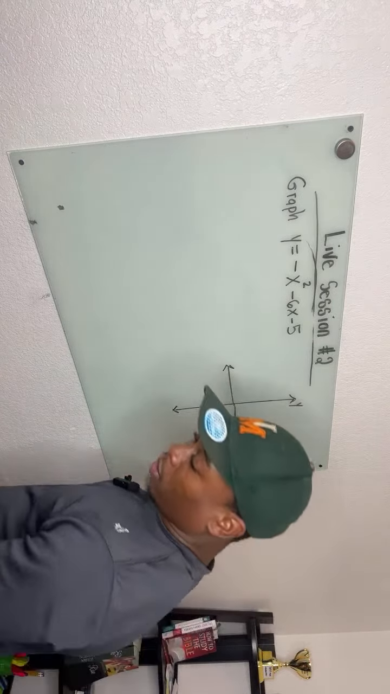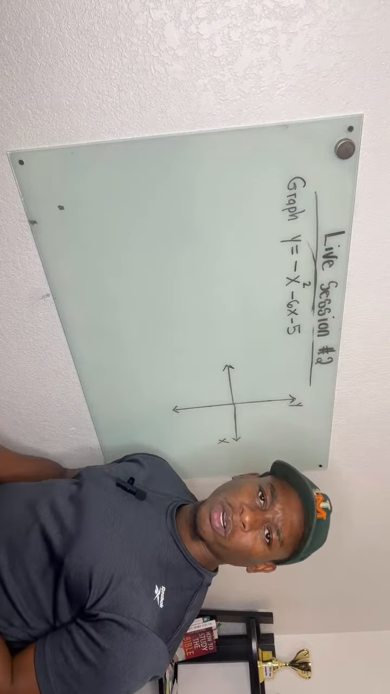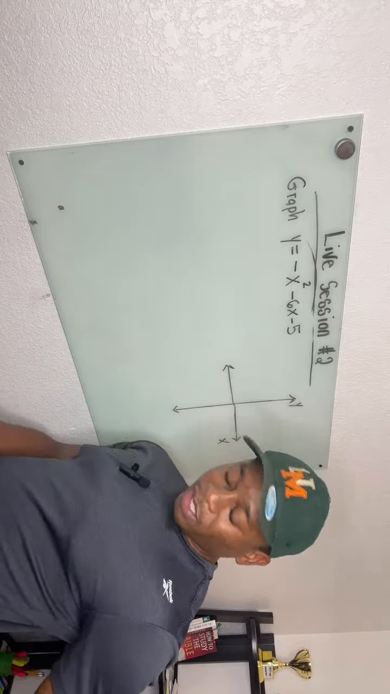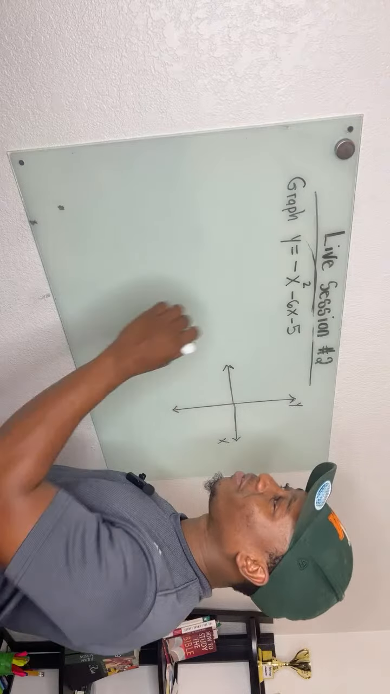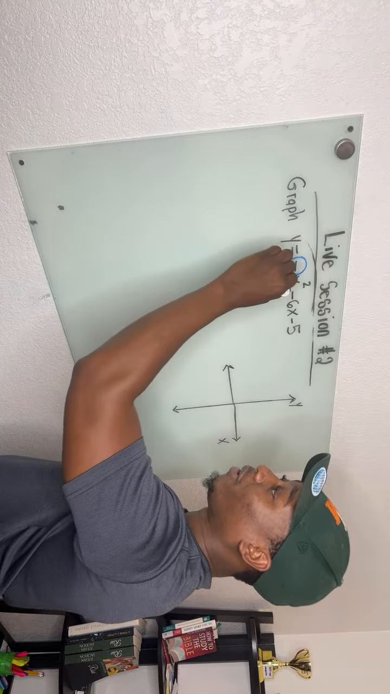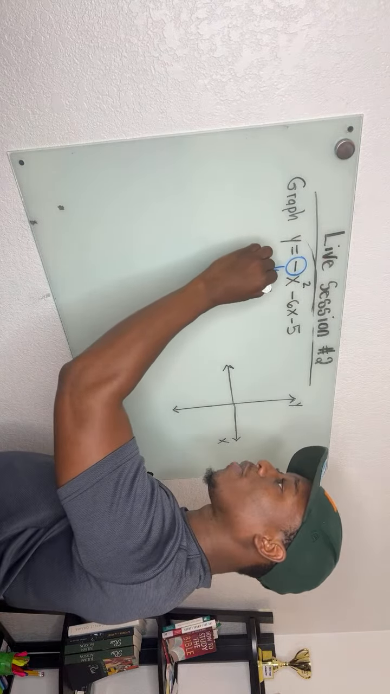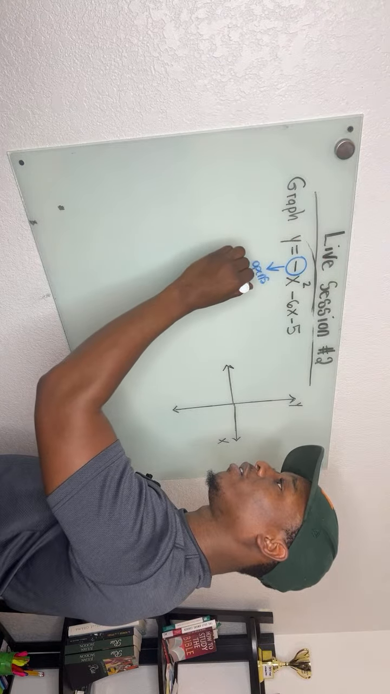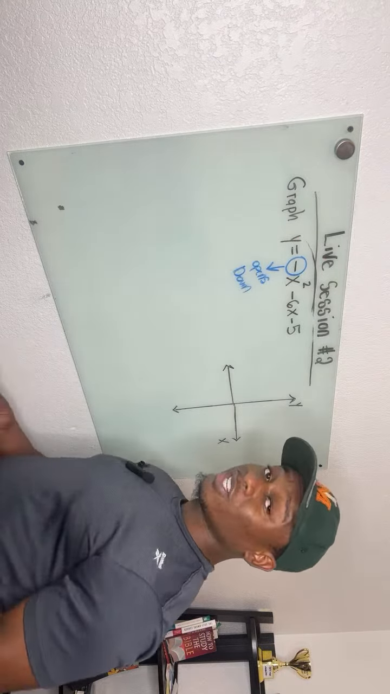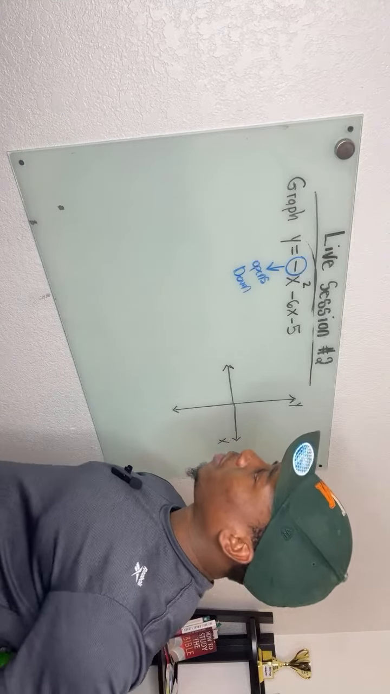All right. So first thing we want to notice, guys, is that this graph is 9 times out of 10 going to open down. So let's make that first observation. It's going to open down because it's negative.